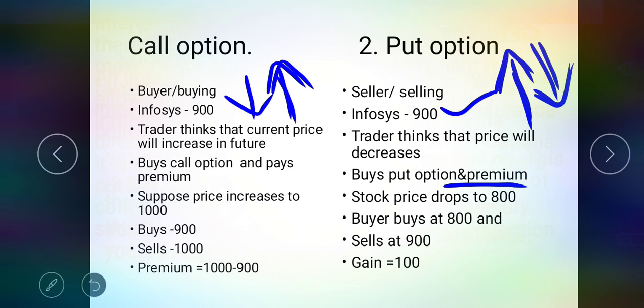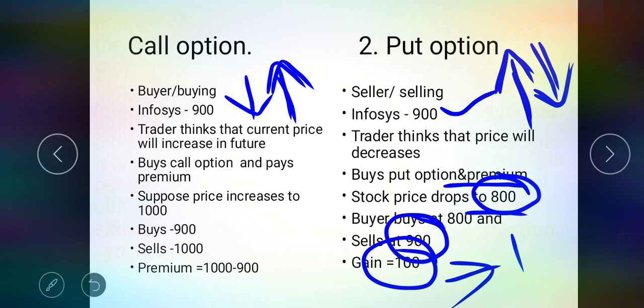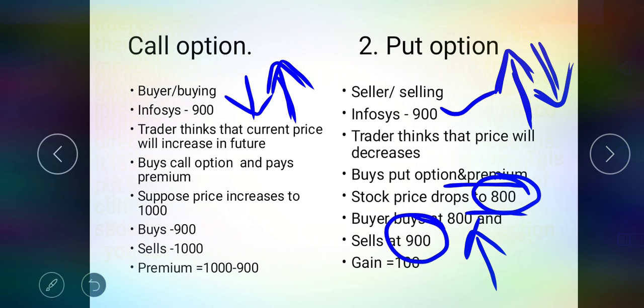Suppose the stock price drops from 900 to Indian rupees 800. In this case, the buyer buys the stock from the stock market at rupees 800 and sells it at rupees 900. So he gains rupees 100, less the premium which he has paid while purchasing the put option. If the stock price rises, then the buyer will lose only the premium amount.